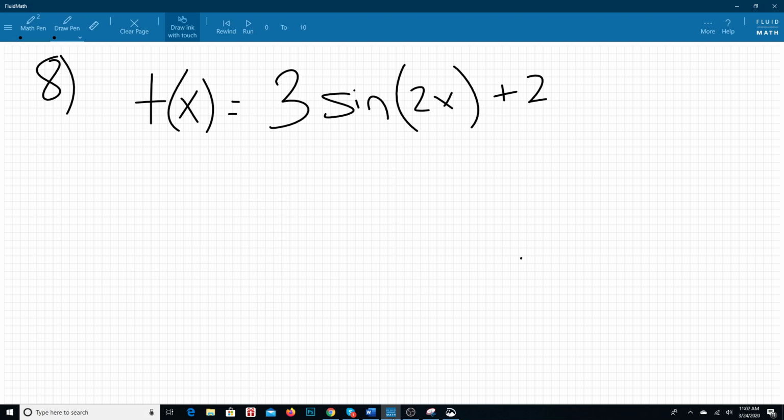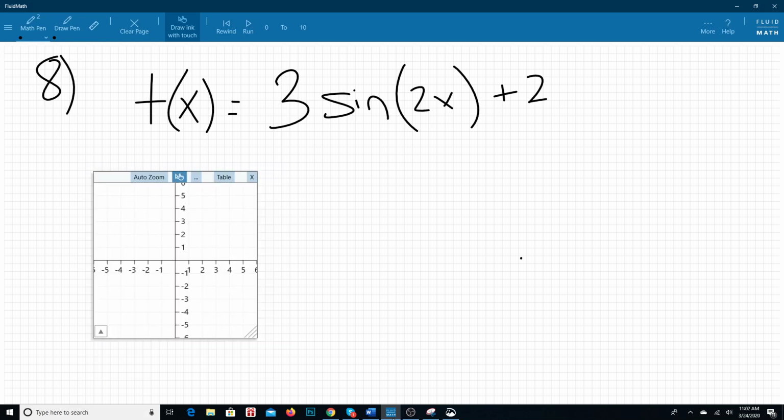Wait, let me see real fast. Let me see if I can just draw this with a math pen. Actually, oh yeah, they give me the coordinate plane right there. Let's try to draw this with the good old math pen.